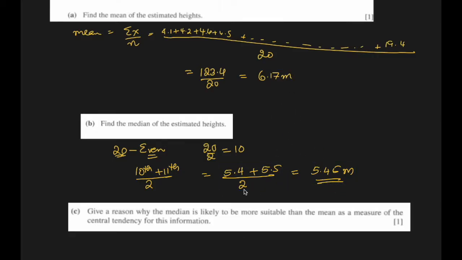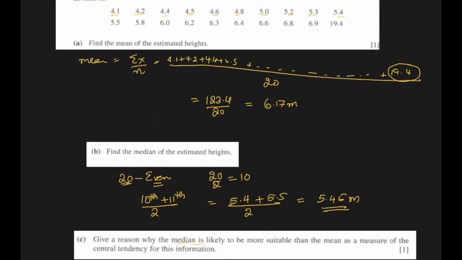So they're saying why. They've already decided, they've given us the hint that median is the better one. That means find out what is the problem with the mean that is not giving us a good picture. And the problem with this mean is that last number. Can you see the difference between the previous number and the next one? 6.9 and straight away 19.4. This 19.4 is an outlier. Outlier is a data point which does not fit with others within that particular range.